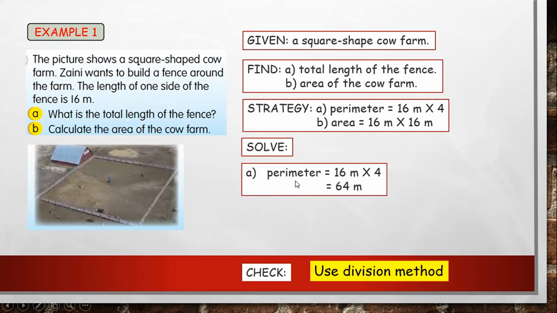You got the answer. For perimeter, 16 meters multiplied by 4, we got 64 meters. And for B, area, 16 meters multiplied by 16 meters, you got 256 meter square. Now if you want to check the answer, use the division method. Because for perimeter we use multiply, and for the area we use multiply also. So just divide 256 meter square by 16 and you get 16 meters. The same method here, 64 meters divided by 4 and you get 16 meters.